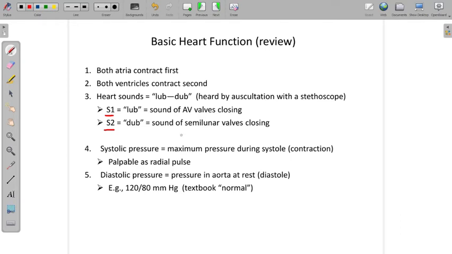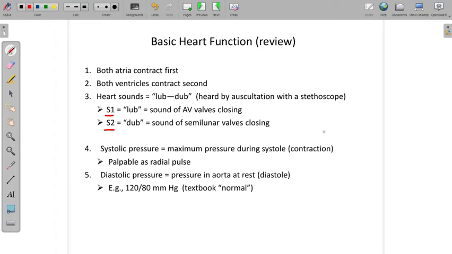And systolic pressure is the maximum pressure that's in the vascular system when the heart is in systole, when it contracts and it pushes the blood out of the ventricles. That is the systolic pressure. And that is palpable as a radial pulse out on the wrist. So when you put your fingers on somebody's wrist and you're taking the radial pulse, you're feeling that systolic pressure wave.